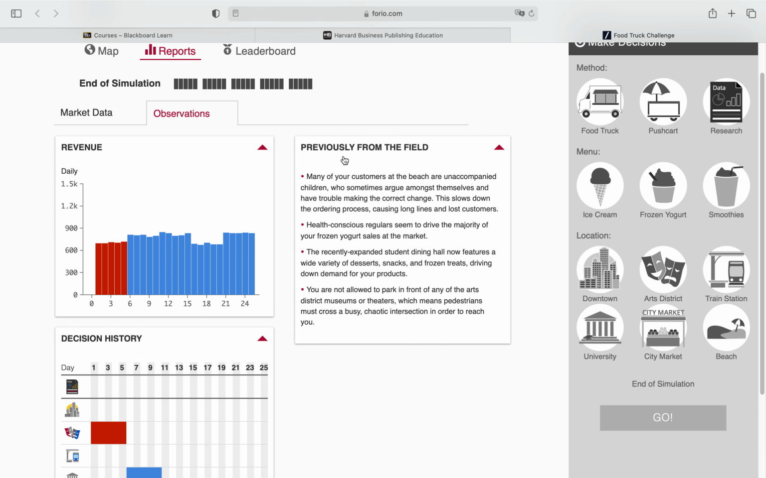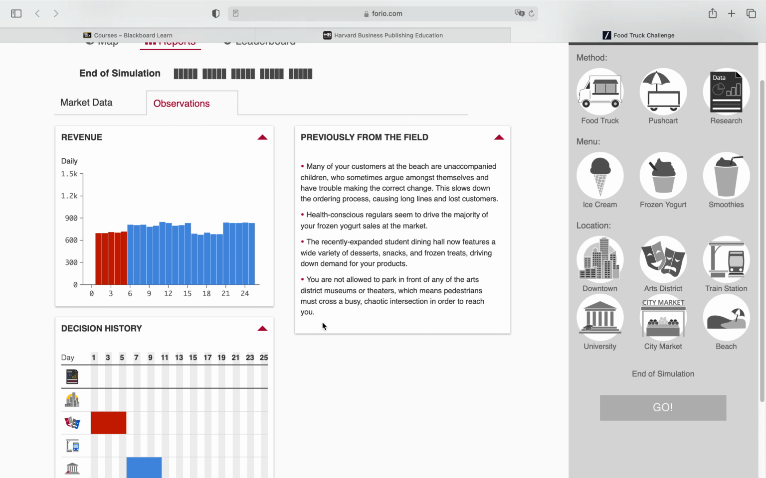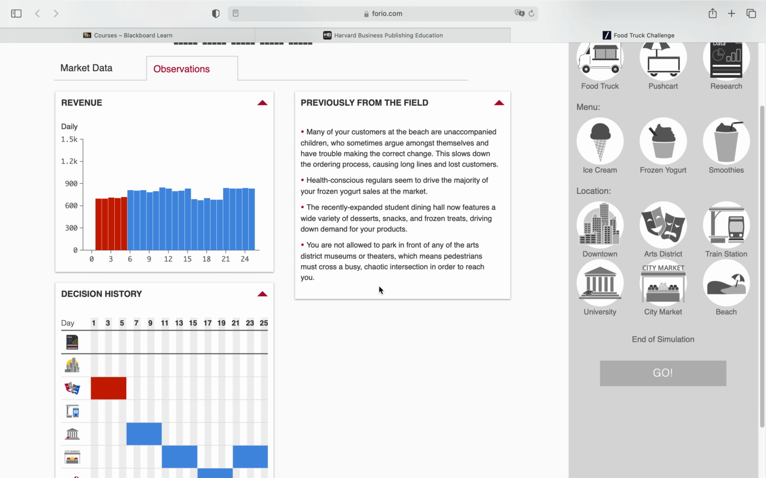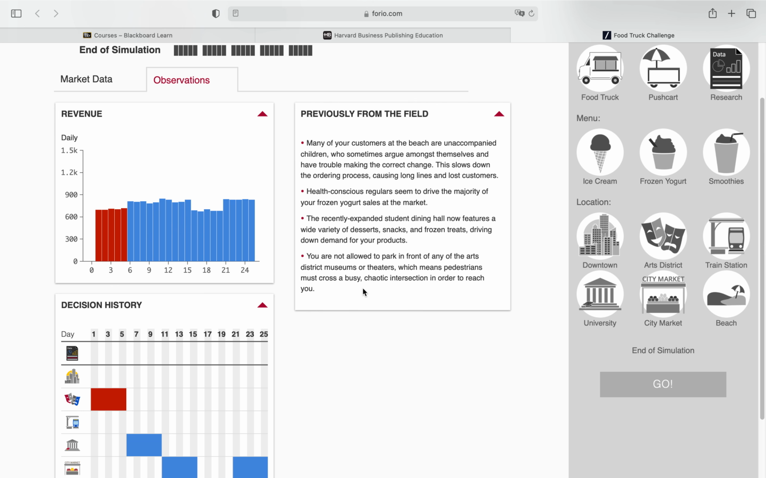Another thing I want to point out is that each time you generate this information, the simulation provides a little note on your decision making, giving you a little hint on what to consider next time. The first one says you are not allowed to park in front of any of the art district museums or theaters, which means pedestrians must cross a busy, chaotic intersection to reach you. That adds more information for you to consider, because if you don't pay attention to it, you might make a mistake.